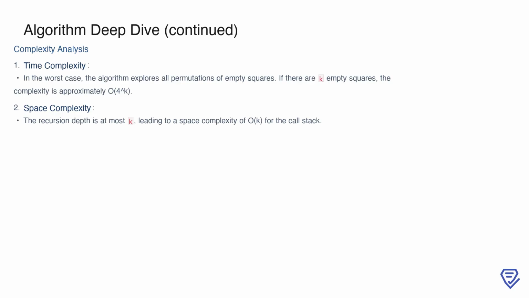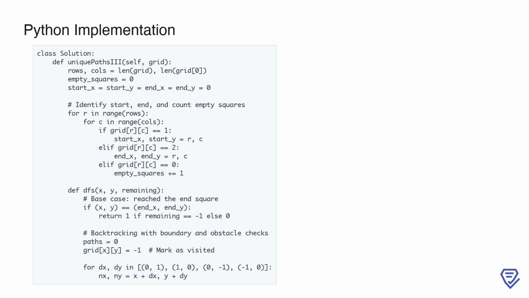Here, we start by defining the uniquePathsIII function within the Solution class. The first step is to determine the dimensions of the grid and initialize some variables. Rows and cols hold the number of rows and columns, respectively. We also initialize empty_squares to count the number of walkable squares, while start_x, start_y, end_x, and end_y will store the coordinates of the starting and ending points.